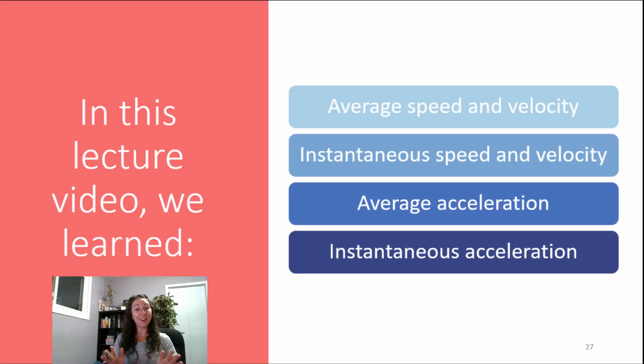Okay, that was a lot of information. Sorry for the long video, but we learned a lot of things. We learned about average speed and velocity, the difference between the two. We learned about instantaneous and average velocity and instantaneous and average acceleration. Please stay tuned for one more video on linear kinematics.